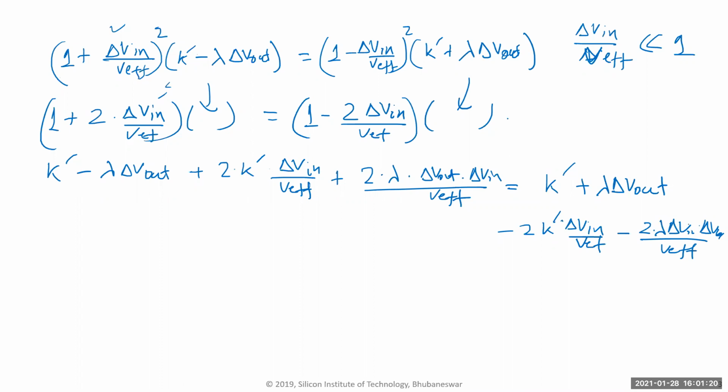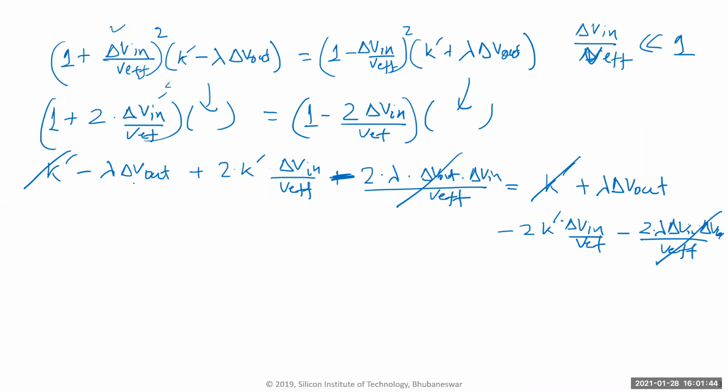Did I make a mistake somewhere? The last term of the LHS, the fourth term should be negative. Yeah, I think it should cancel. So K dash will cancel. This negative term cancels out.